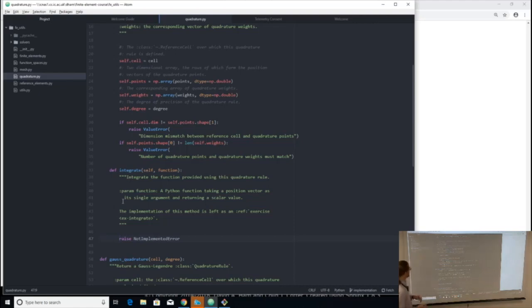That's important because the quadrature rule has points, self.points, which you're going to need, and it's got self.weights, which you're going to need, which are numpy arrays of these things. And the other thing you've got here is the function you're going to integrate. So those are the only three things you need, right? So all you've got to do is evaluate the function at each of these points, multiply by the weights, add them up, and return the result.